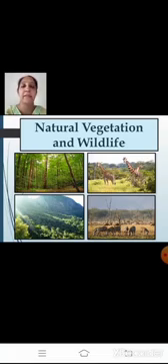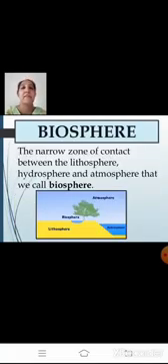Where do natural vegetation and wildlife exist? Natural vegetation and wildlife exist only in the narrow zone of contact between the lithosphere, hydrosphere and atmosphere. You all know very well about the lithosphere, that is the land sphere, right? And the hydrosphere, that is the water sphere, and the atmosphere, air, okay? Together we call it the biosphere.